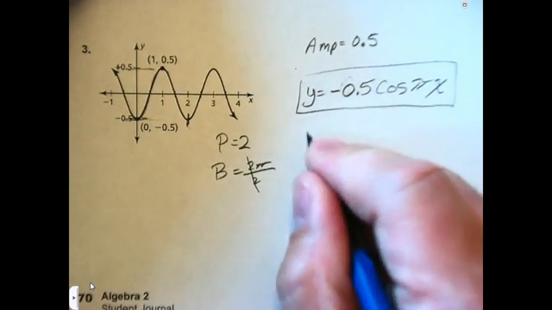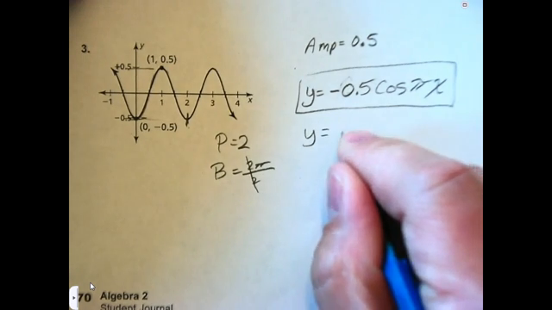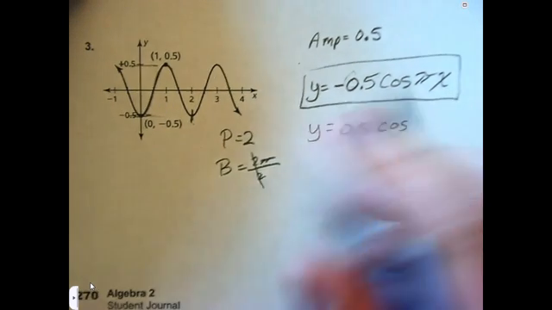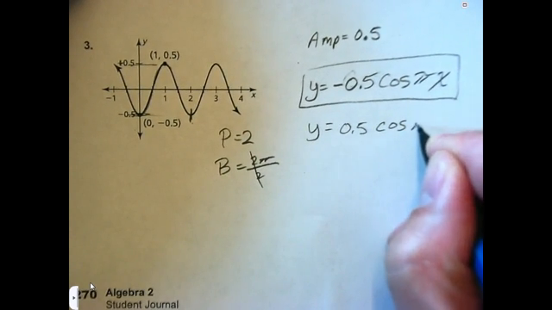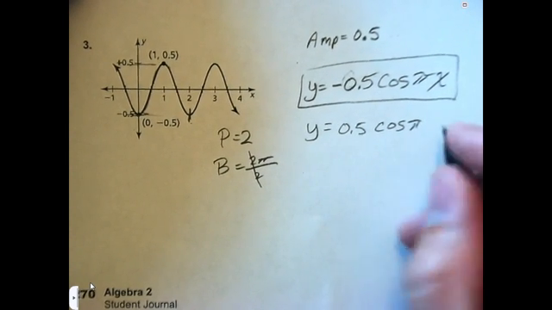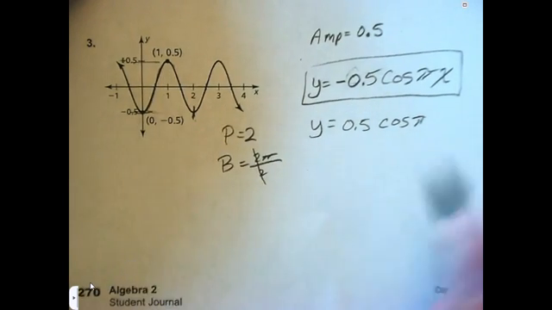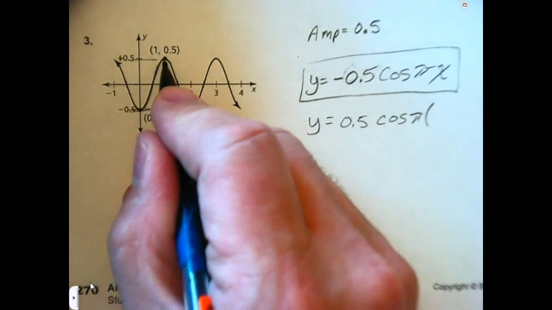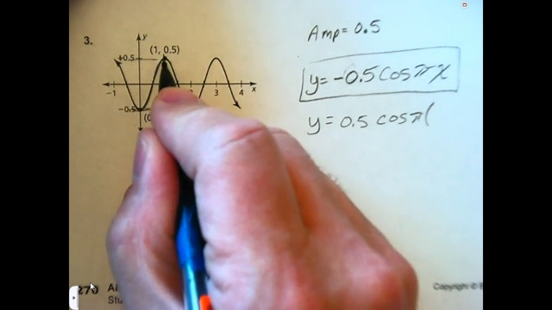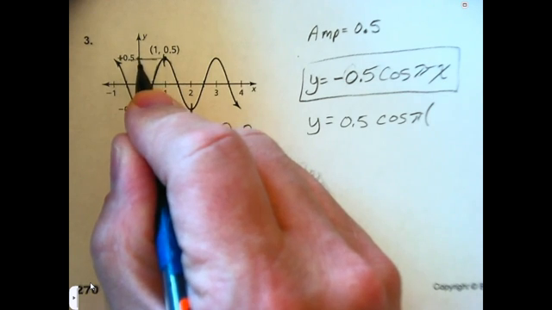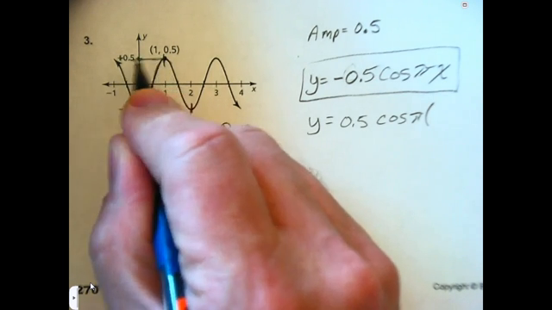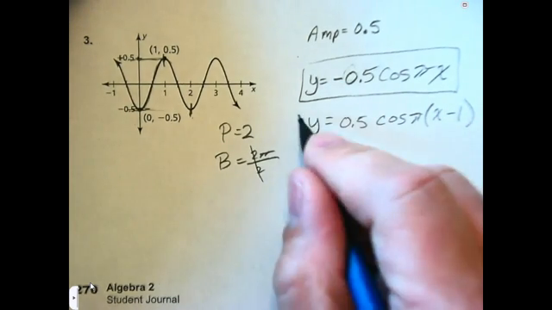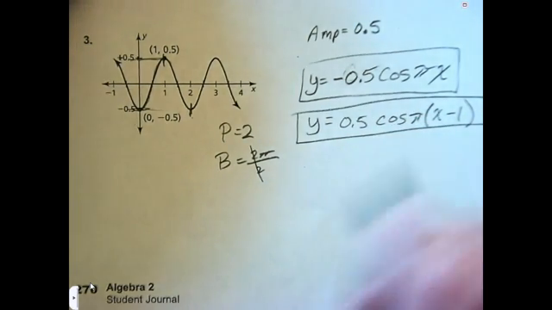How many used a positive A term? So use 0.5. Now, if that's the case, your B term still does not change. However, you would have then a horizontal shift. Meaning, your coordinate would move from here, it would have started here and moved to there. That would be x minus 1. Anyone get a different one than that?